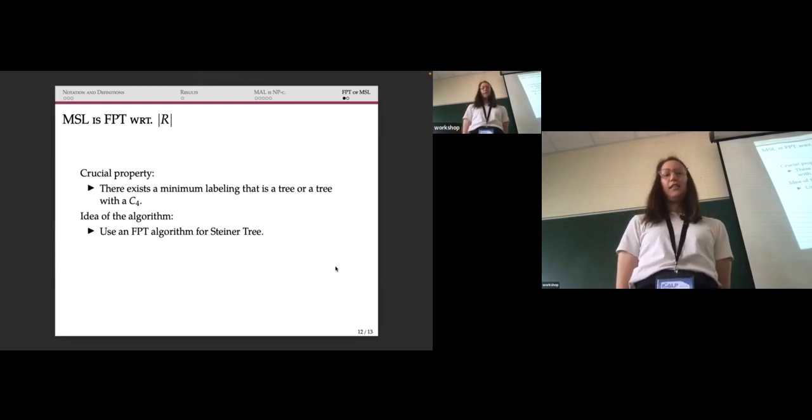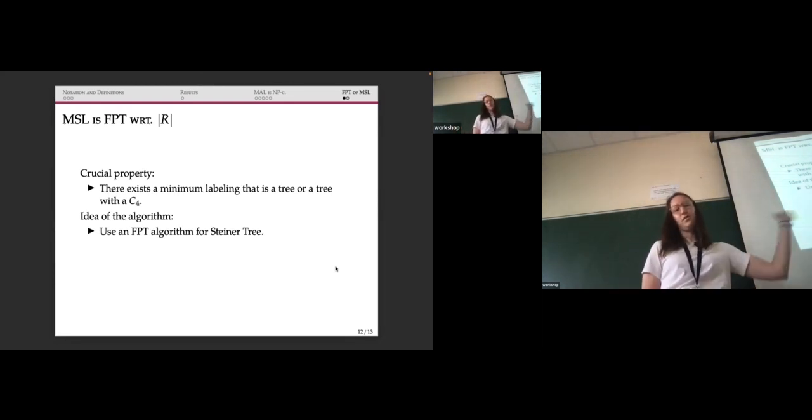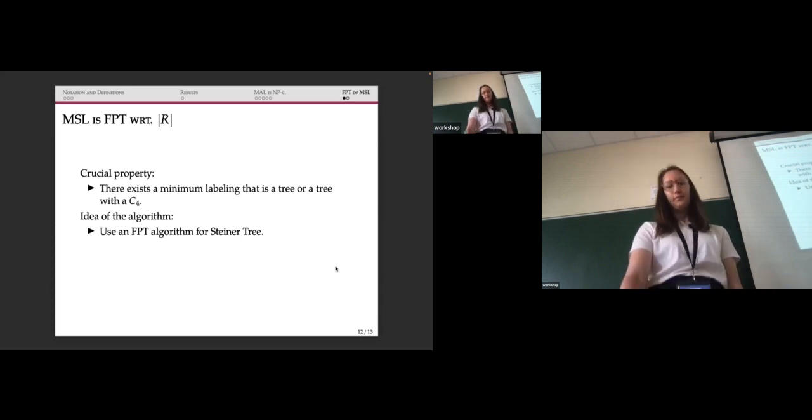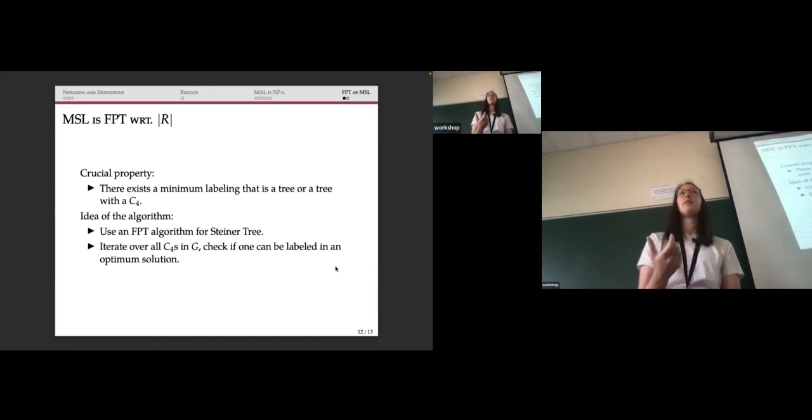If you believe me that this crucial property holds, then the procedure is easier, I can't say easy. We use an FPT algorithm that solves Steiner tree. And then at this point, we can check for every cycle of length 4 if it gives us a better solution. So if we can include it, can we get something better? Because we have an FPT algorithm for Steiner trees, and checking every 4-cycle is n to the 4 running time, this is still FPT, so we're quite happy.